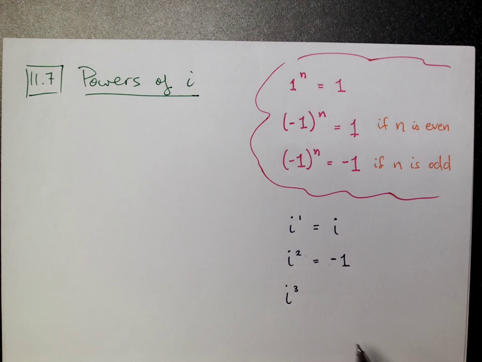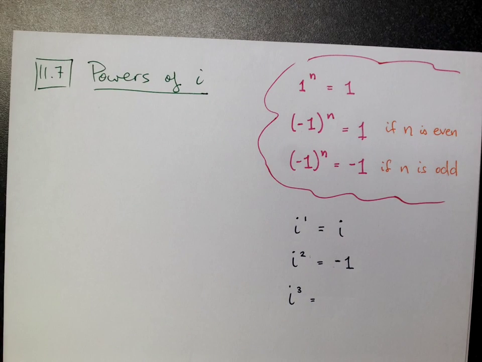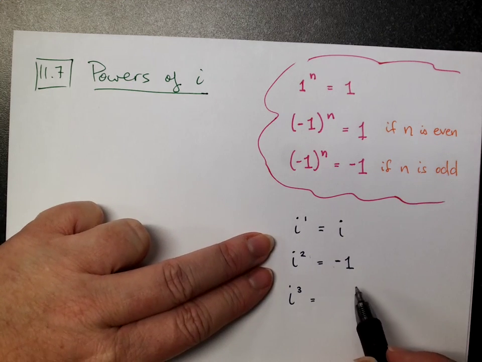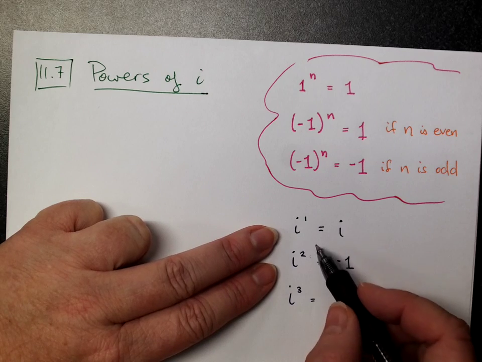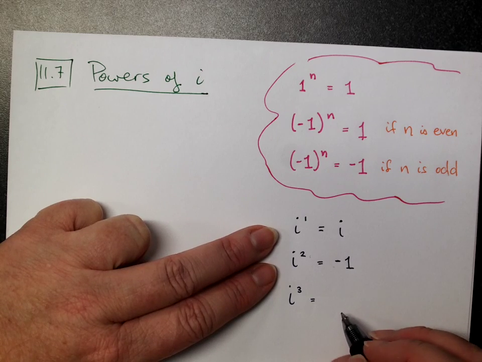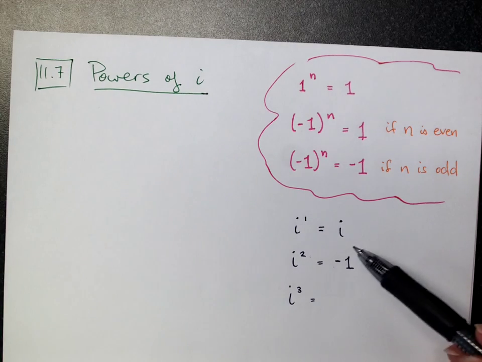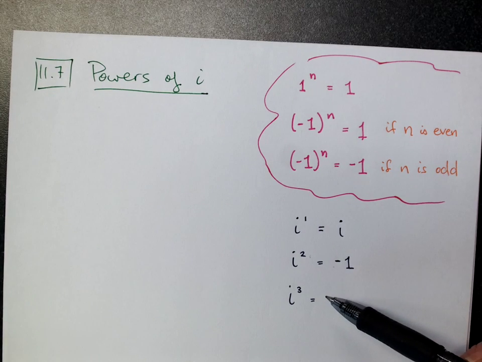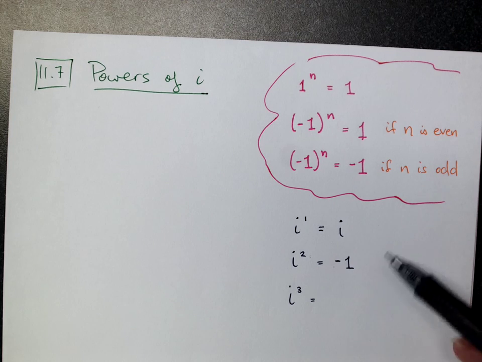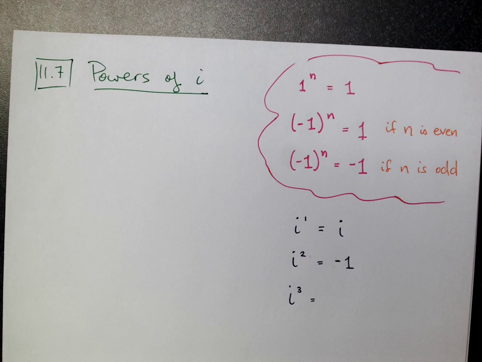Would be positive 1? Would it be i? Why not? i. Negative i. Bingo. Why? Because one i is odd. Square root of -1, right? And then once you multiply square root of -1 times square root of -1, it'll cancel out. Yeah. You're on the right track.